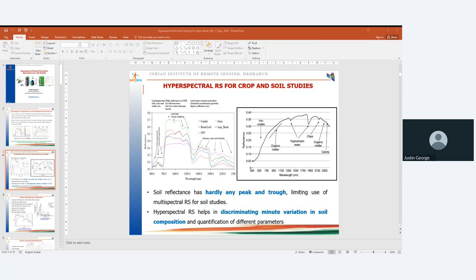Another issue with respect to the use of remote sensing, especially multispectral remote sensing, is that the soil reflectance, mainly from the soil field or a particular bare area, has hardly any peak and trough, thus limiting the use of multispectral remote sensing, especially for soil studies. So the hyperspectral remote sensing plays a key role in overcoming this particular difficulty by discriminating the minute variations in the soil composition and thus aiding us in the quantification of different parameters.